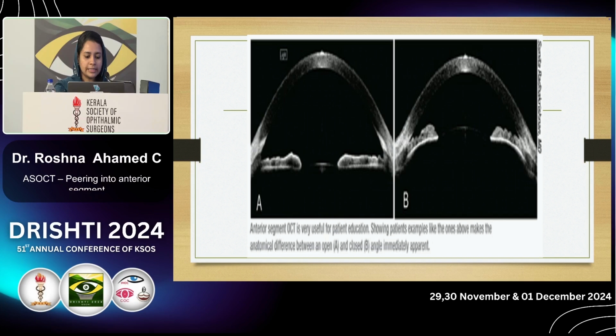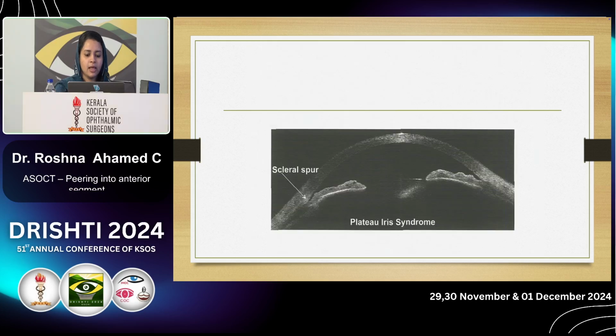This is the anterior segment OCT of open and closed angles. We can see the angle structures are closed in the second picture when compared to the first picture. And in plateau iris, we can see the central AC depth is adequate, but the peripheral AC depth is shallow, and we can see the anteriorly rotated ciliary body.